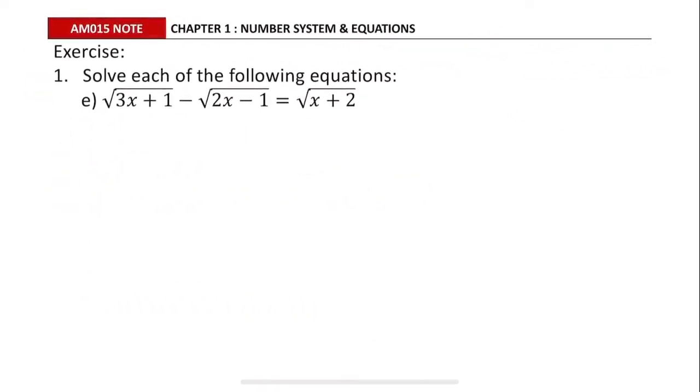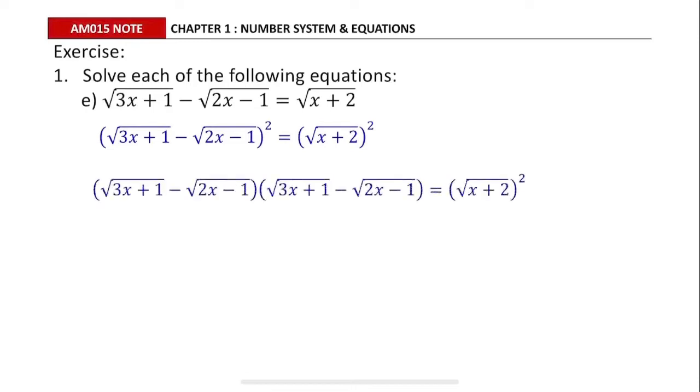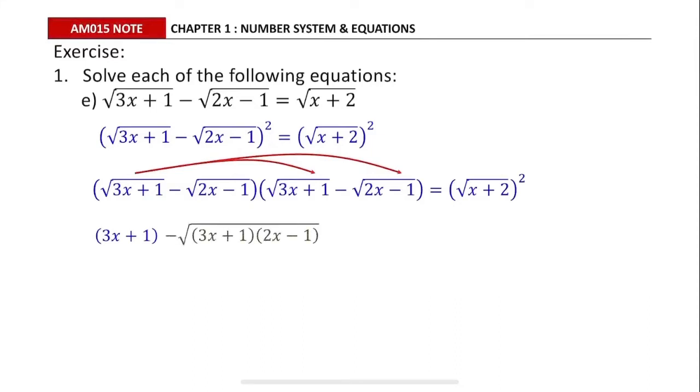This question involves three surds. So we will just directly square both sides. Expand the left side one by one. Square root of 3x plus 1 multiplied by itself will equal 3x plus 1. Square root of 3x plus 1 multiplied by negative square root of 2x minus 1 can be expressed as a single surd where we multiply the radicands.